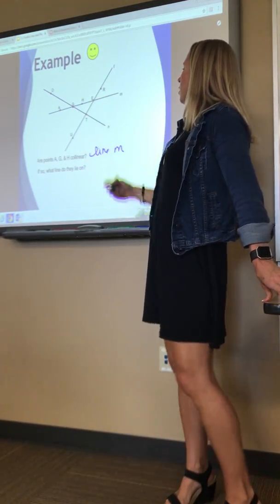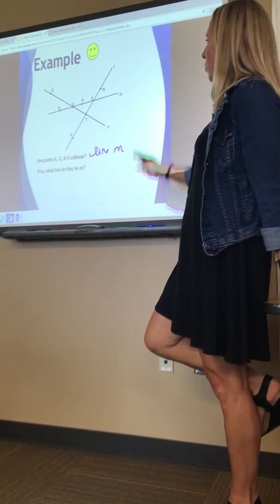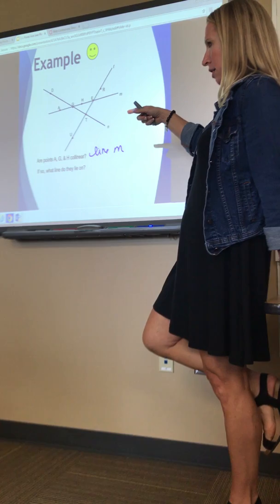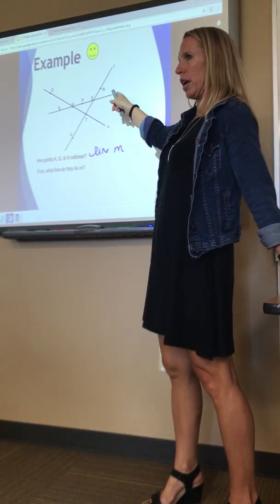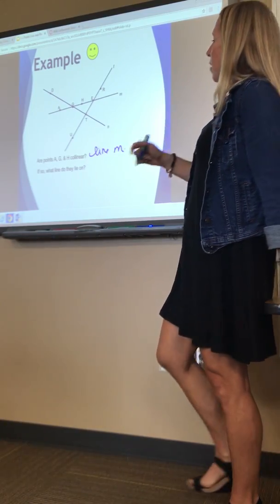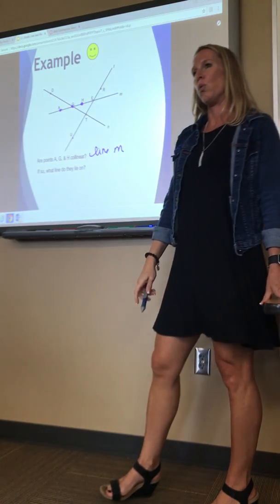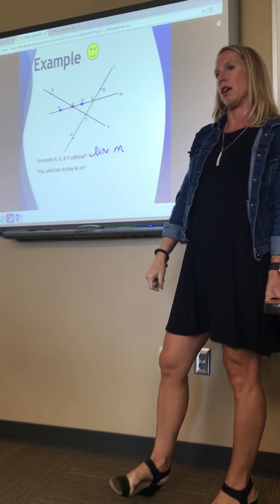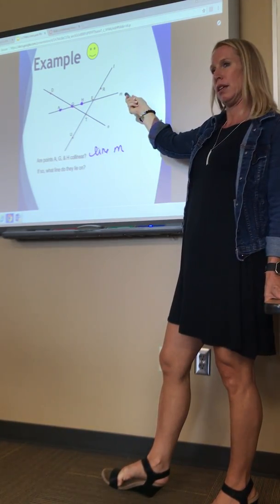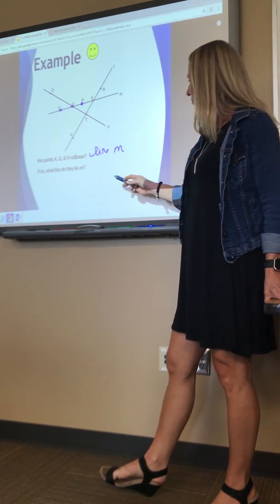If you name it with the points, capitalize it with the points. If you name it with M, lowercase. What about N? Because G's on N, kind of. Okay, but it says A, G, and H. Which line do all 3 of those points lie on? M. Not all 3 lie on N, only G lies on N. Does that make sense? Okay.